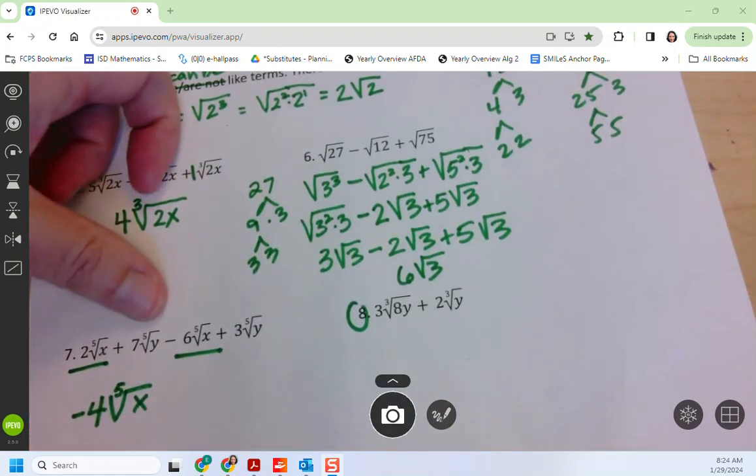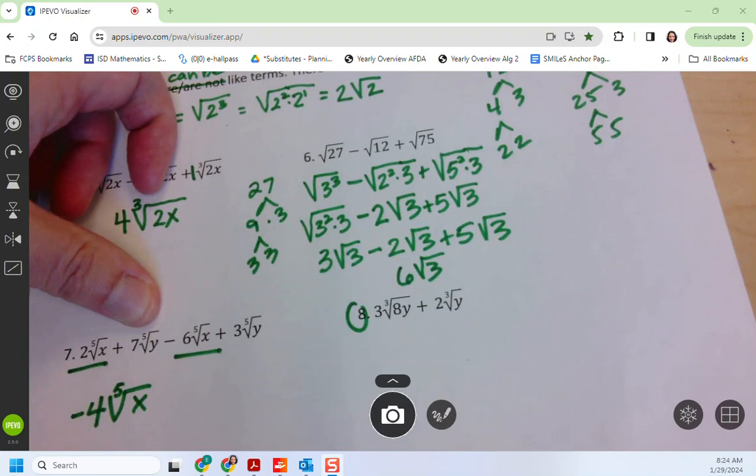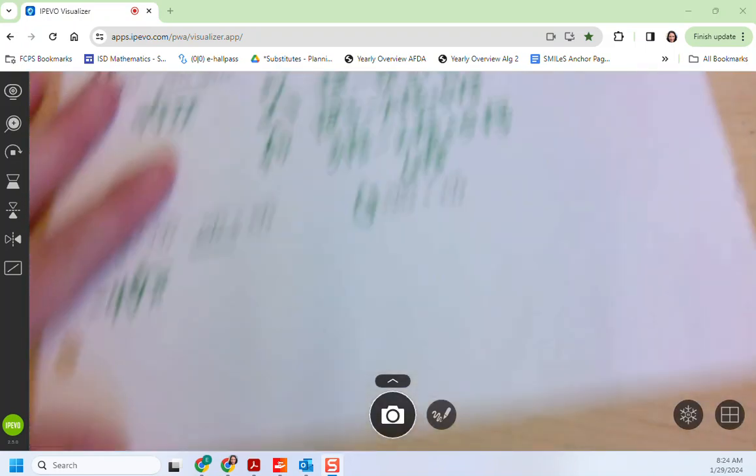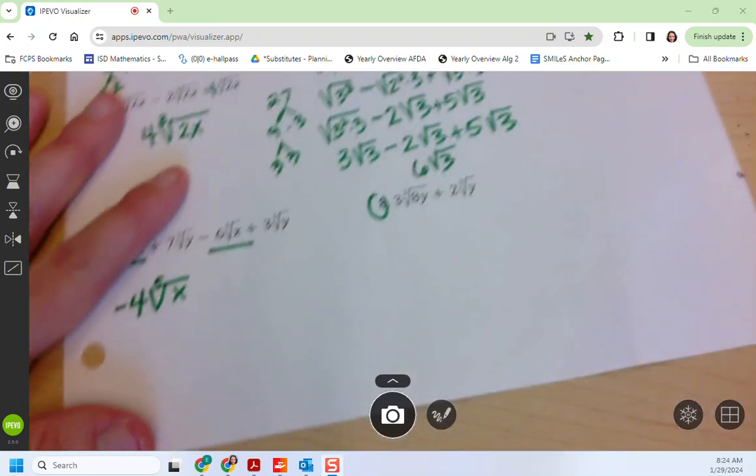And then what can I combine with 7 fifth root y? Oh yeah, sorry. Oh, I froze it. That's my problem. There we go.